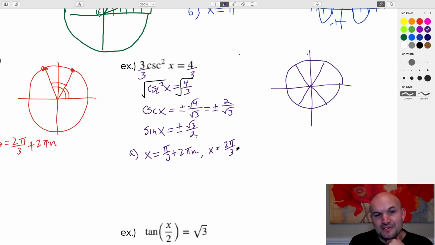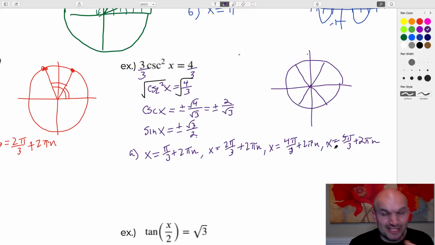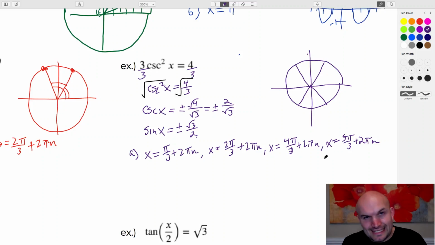I'll just write it all out. 2 pi n. And then they write x equals 4 pi over 3 plus 2 pi n, and then they write x equals 5 pi over 3 plus 2 pi n. And I actually kind of like when they write them all out because I say, you just spent a lot of time writing all of this. Is there maybe an easier way to write this?